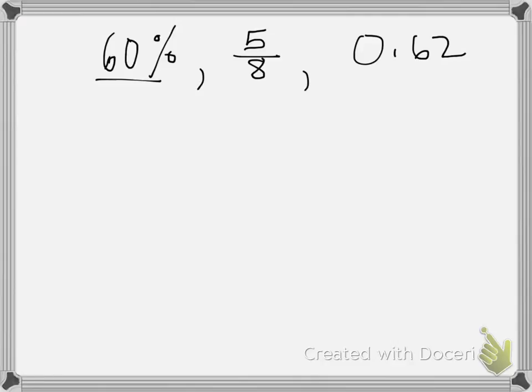Well, this one right here is already in percent. So that's simple. So on this next line, I'll just turn them into percents. So 60% is 60%. Over here, when we have a decimal, we can easily convert this into a percent. To do that, we just need to move our decimal point 2 places, 1, 2, to the right. And when we move that 2 places to the right, we can add in the percent symbol, and this is 62%.